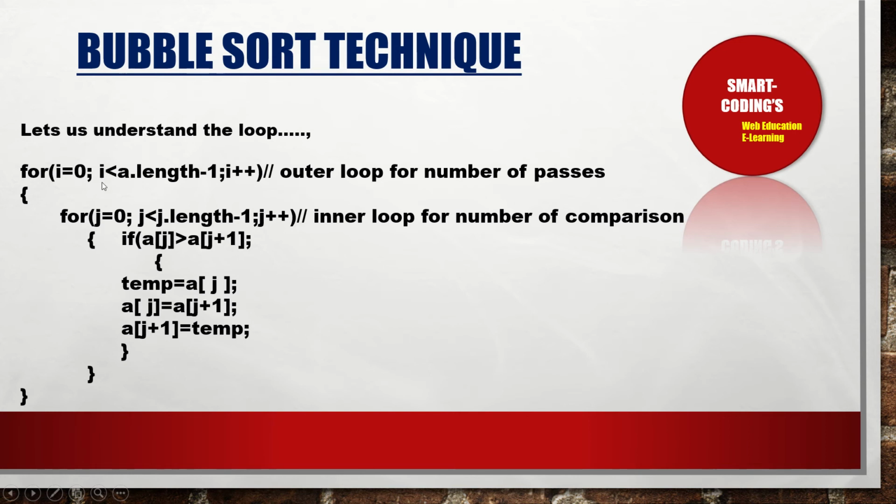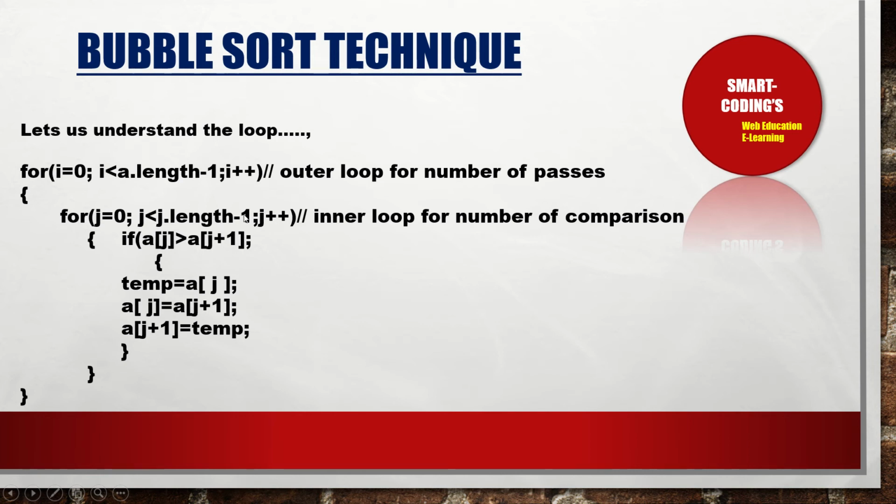i equal to 0, i less than a.length minus 1. Why minus 1? Because number of elements minus 1 is equal to the number of passes, and this outer loop denotes the number of passes. I'm repeating the words multiple times to make you understand, so that you don't get confused, students. Now j equal to 0, j less than a.length minus 1, j plus plus. This is for the number of comparisons.